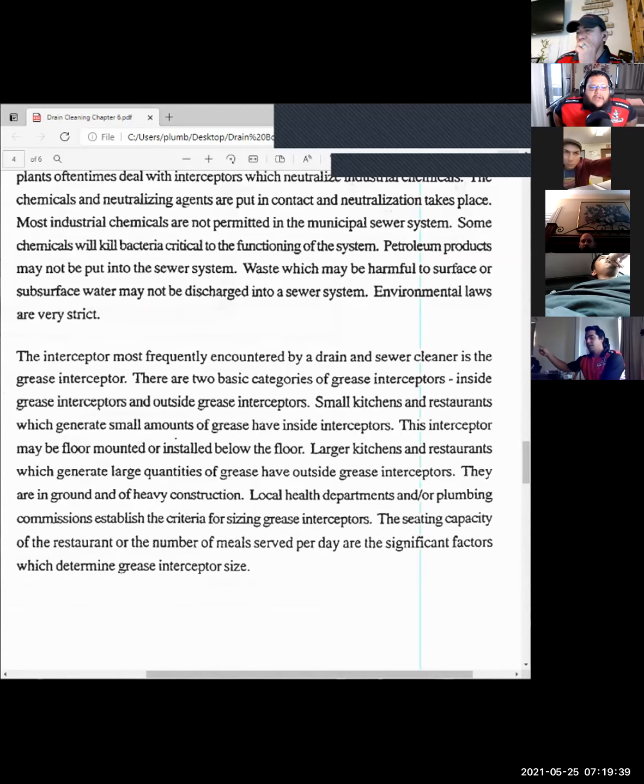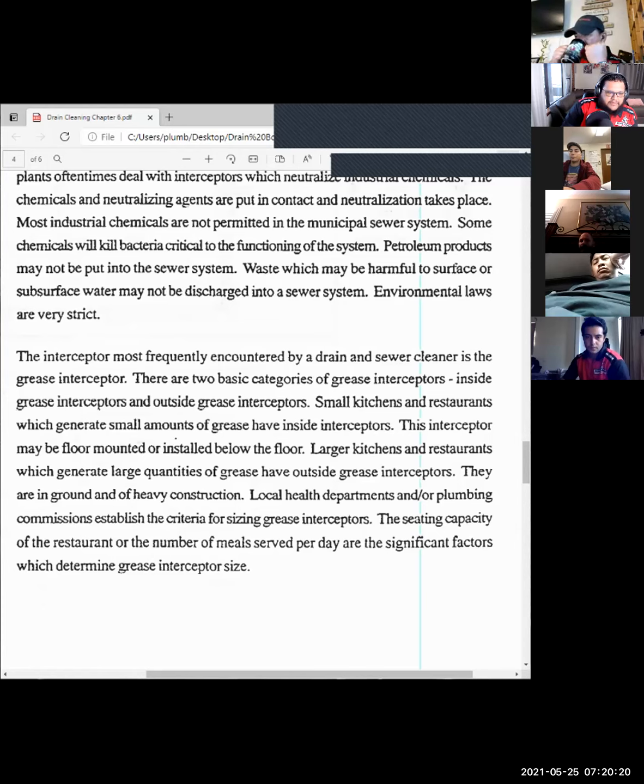The interceptor most frequently encountered by a drain and sewer cleaner is the grease interceptor. There are two basic categories of grease interceptors: inside and outside. Small kitchens and restaurants that generate small amounts of grease have inside interceptors, which may be floor mounted or installed above the floor. Larger kitchens and restaurants which generate large quantities of grease have outside grease interceptors.